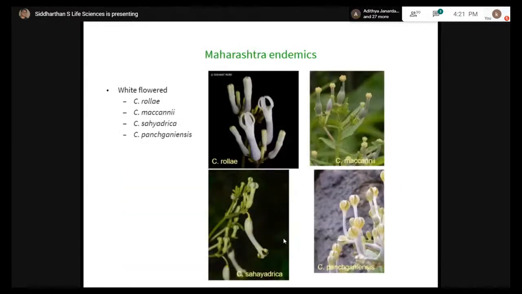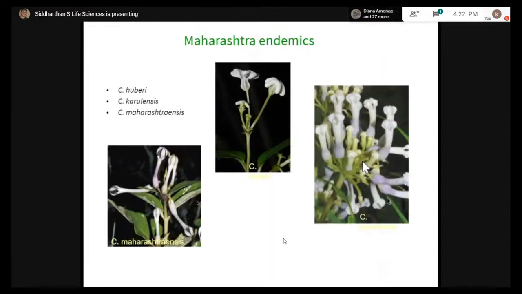But there are the endemics. Maharashtra is a state where there are at least about 20 endemic species. Only 20 species of Sarapegia are found only in Maharashtra and nowhere else, especially in the mountain region, Western Ghats regions, the grasslands. Some of them are Role, Makkani, Sahyadrika. You see these white flowered plants. They are not very showy. They don't have the brown color. They are white or yellowish colored flowers. Huberi, Carulensis, these are all morphologically similar plants, again endemic to Maharashtra.